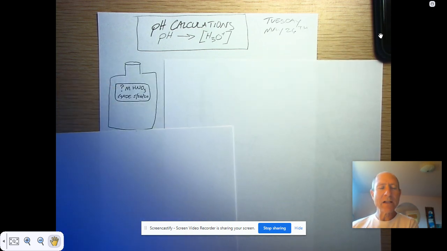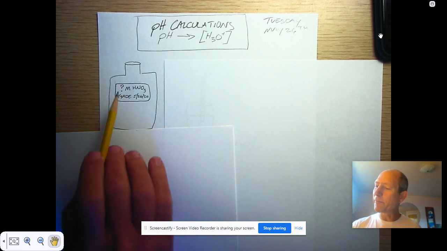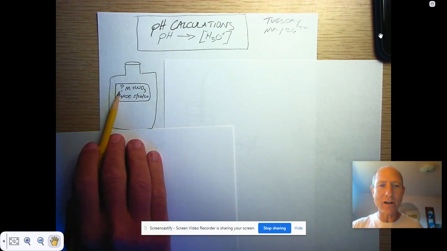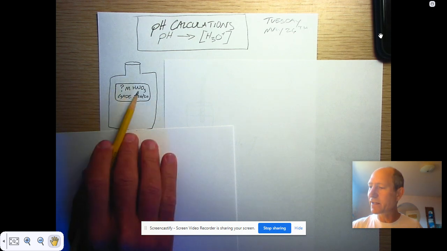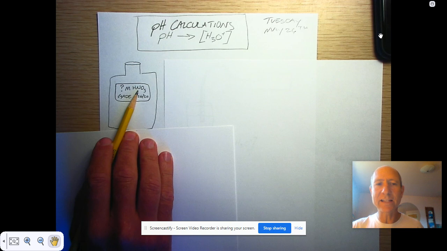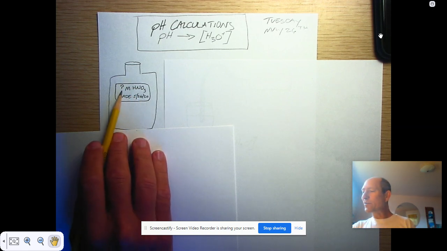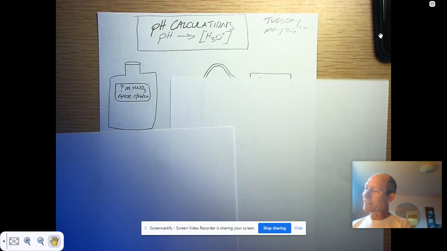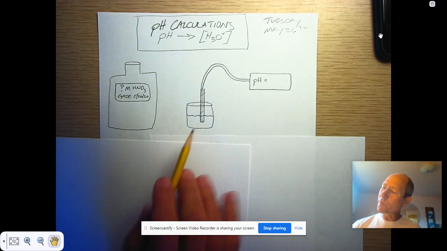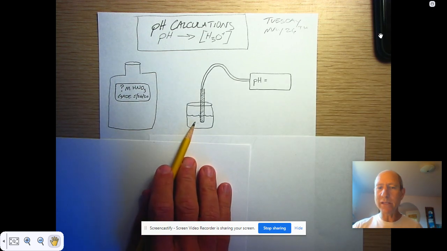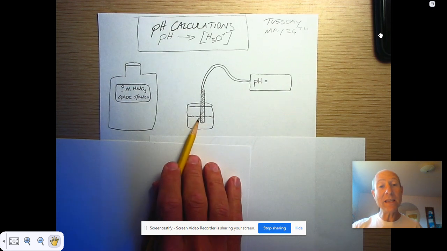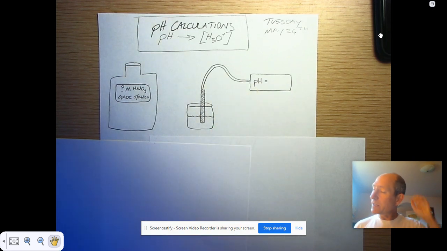So anyway, let's say we had some unknown concentration of a strong acid, nitric acid in this case. Remember nitrate, ate, ic, nitrate, nitric acid. And we don't know what the concentration of it is. Well, what we can do is we can get some and pour it into a beaker, and then we can use a pH probe to see what the pH is.